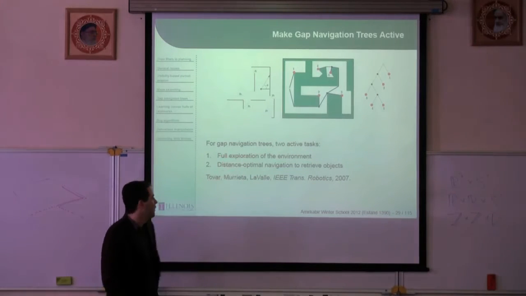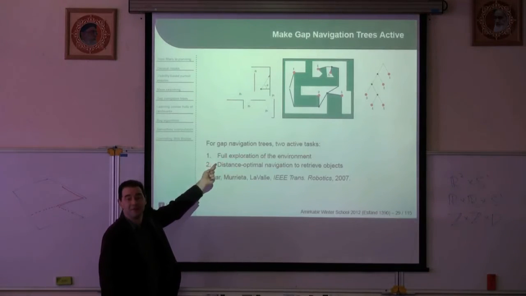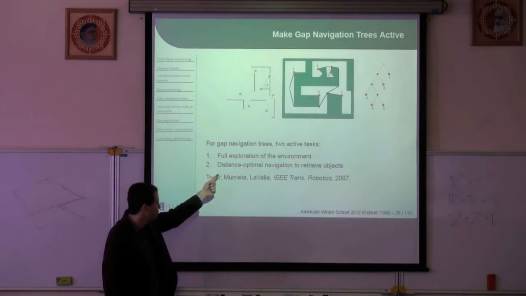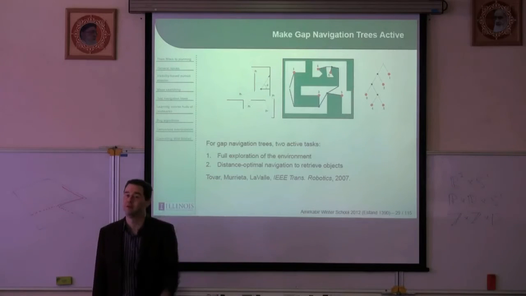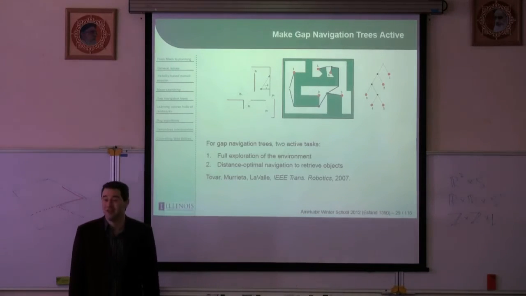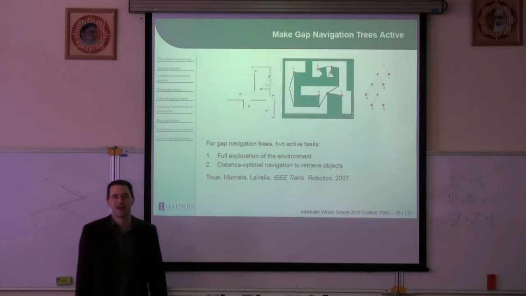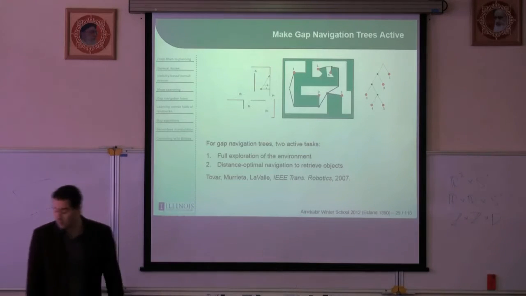And so what we want to do when we put in planning is we have that filter running, and we have two kinds of tasks. One of them is fully exploring the environment, and another one is doing distance optimal navigation to some place where you've already been. So number one could be called the learning phase, and number two could be called the task execution phase, if you want. We have this in Transactions in Robotics 2007.